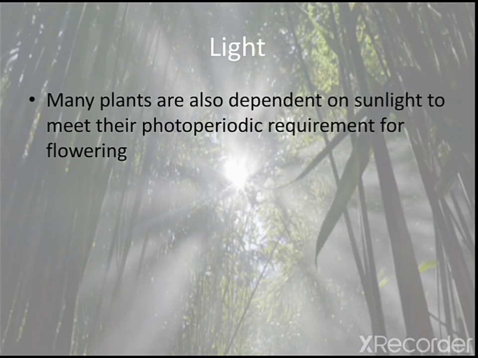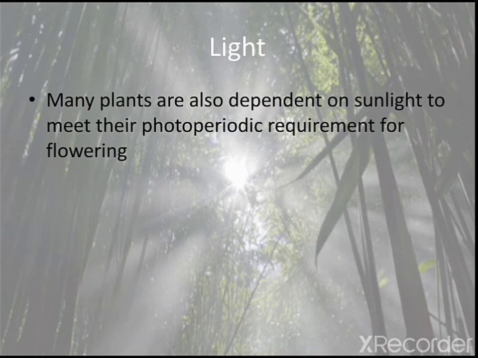The next important point is that many plants are also dependent on the sunlight to meet their photoperiodic requirement. Some plants may require a lesser amount of light; they are known as short day plants. Some others need a higher amount of light; they are known as long day plants. Some need a moderate amount of light for flowering; that is known as day neutral plants. Sometimes, for the formation of flowers, a lower exposure to light is given; that is known as vernalization. So different plants have different photoperiodic requirements.